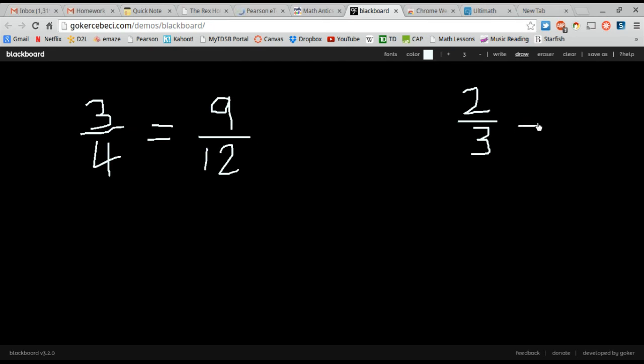This one, we're going to convert to twelfths as well. To get from this denominator 3 to 12, we multiplied by 4. So 2 multiplied by 4 is 8. Got 8/12. So now we can compare. 9/12 is greater than 8/12, so we can say greater than. Problem solved. Hopefully that's helpful, guys.